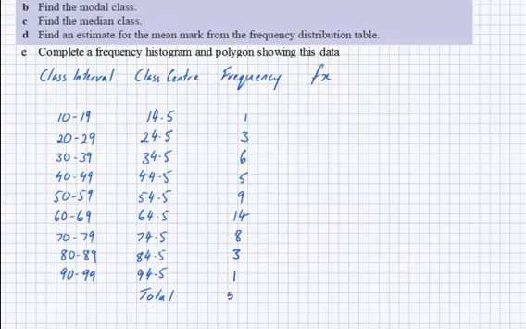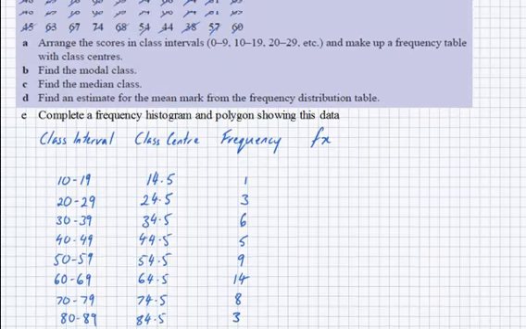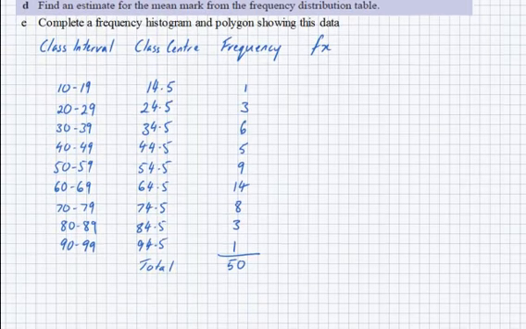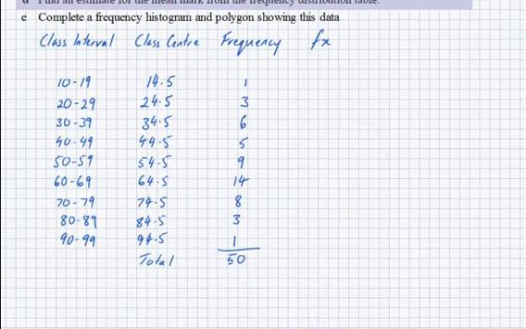Okay, you should get 50. If you don't get 50, then you've left out a number, alright? Because it said up top here that there were 50 students. So 50 is your total frequency. Then we get to the FX column.